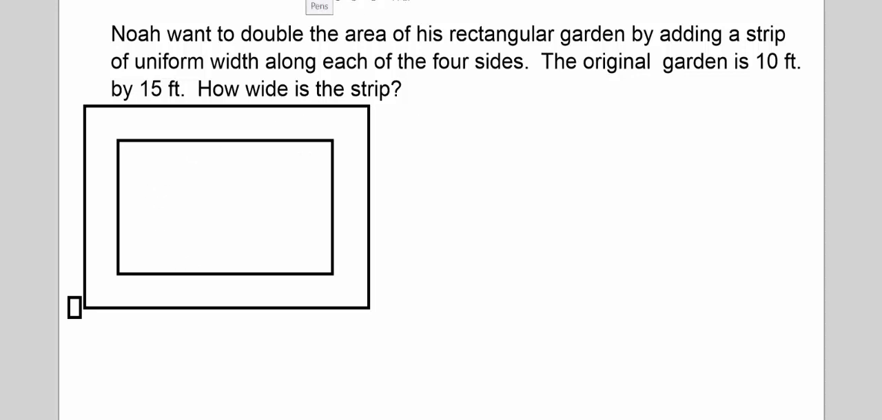So in doing that, we don't know how wide that dug up strip is. So again, we're going to call that x. But that x is now applied to all four sides. We know that the original garden was 10 by 15.